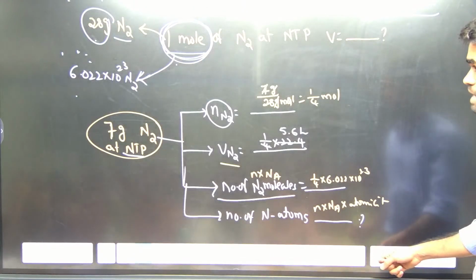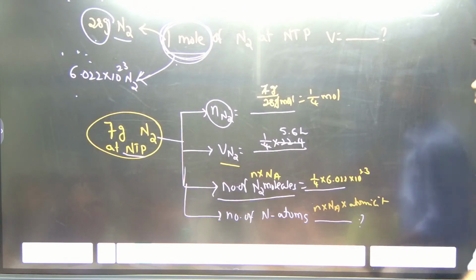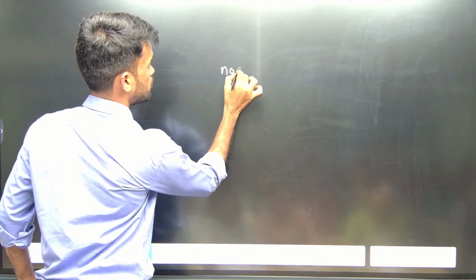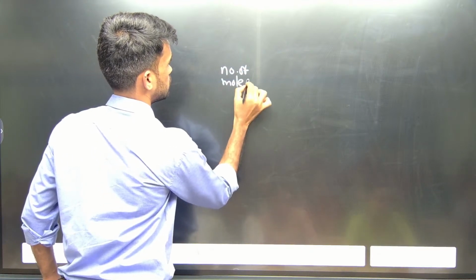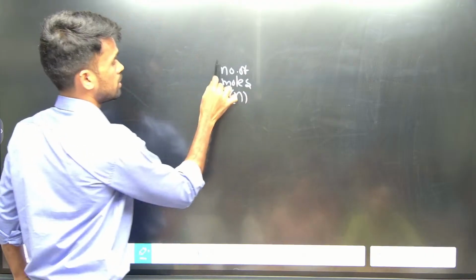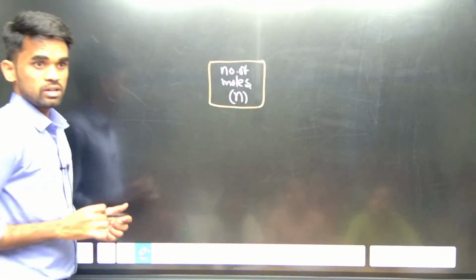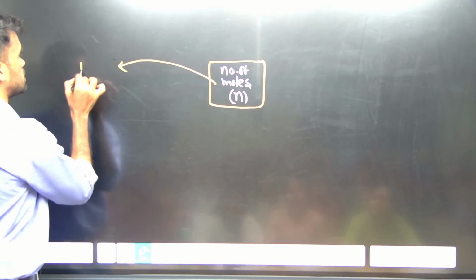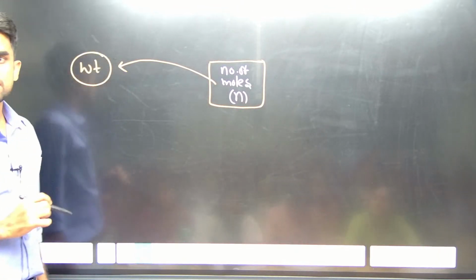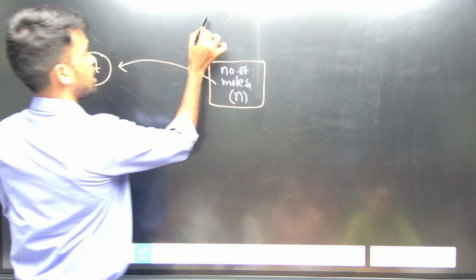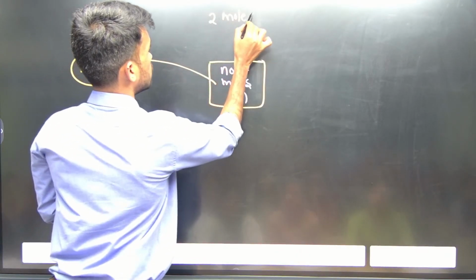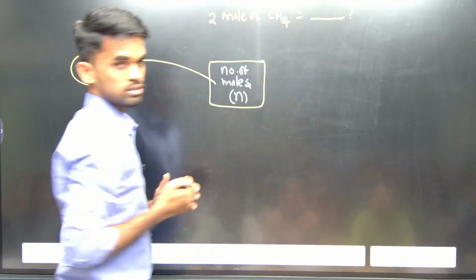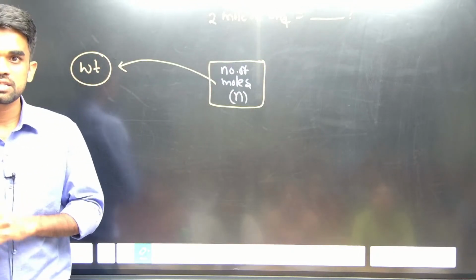Next, let us summarize this. Up to here it is clear now? First, who is the main character? The number of moles, indicated with the symbol n. Let us put it in the box. Now I have the number of moles, and I am asking you the weight of the substance. For example, I am giving you 2 moles of methane. How many grams will it be?